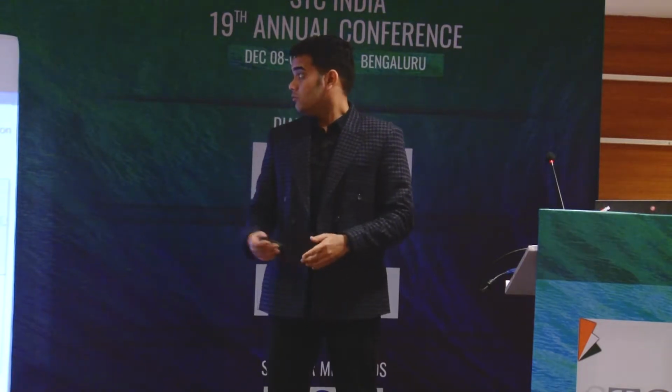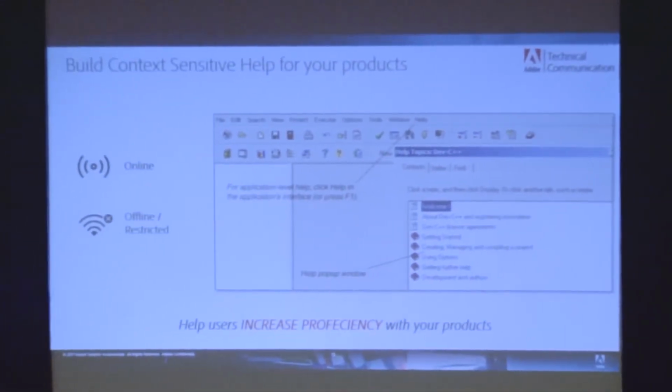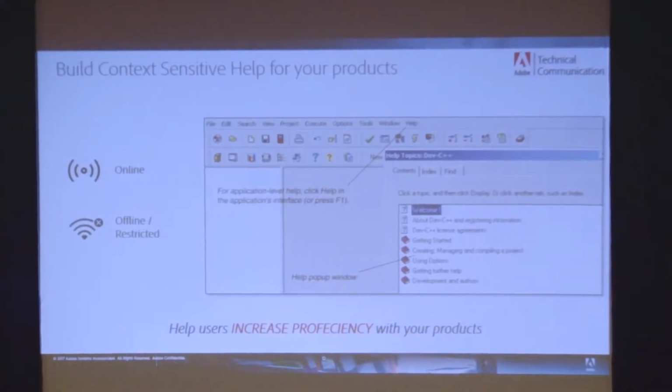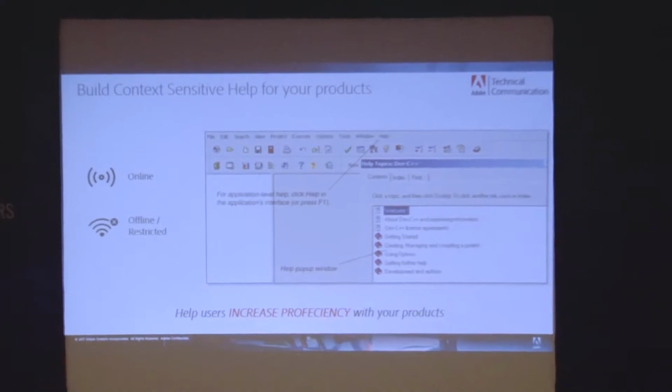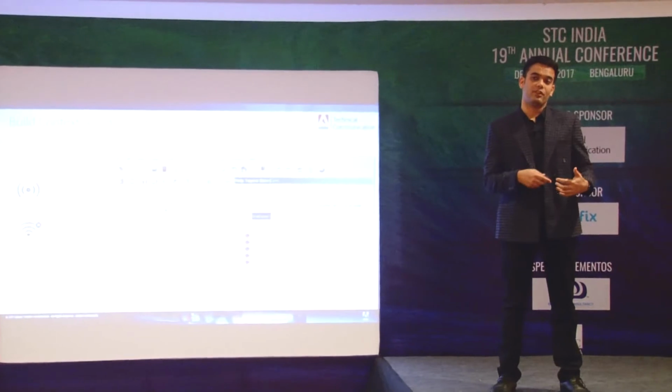Now, again, this is one of the key things that we all believe, and this is something that RoboHelp essentially does. Anything that you create, if you are dealing with product-based help, you can have it tied with your product, irrespective of whether your help has to be available online or offline.